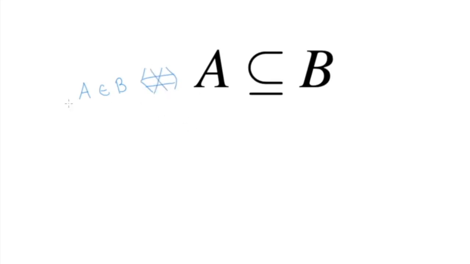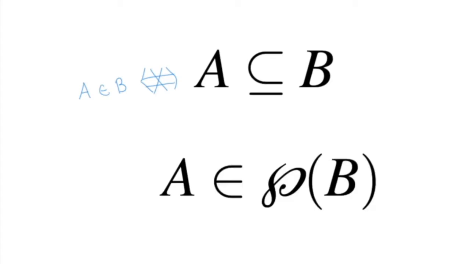They're not the same. However, we can subtly manipulate this expression A is an element of B, so it does mean the same thing as A is a subset of B. So all we need to do is add this curly P symbol. It looks like a P, but it's just a bit fancier, a bit curlier, right? So all we did to change this expression is we added this curly P symbol.